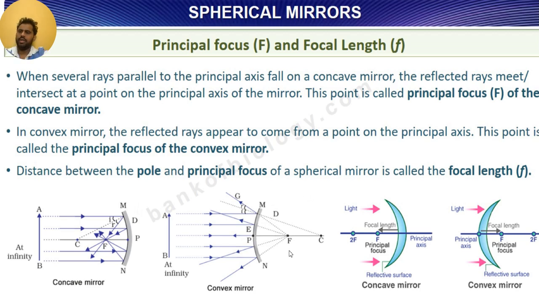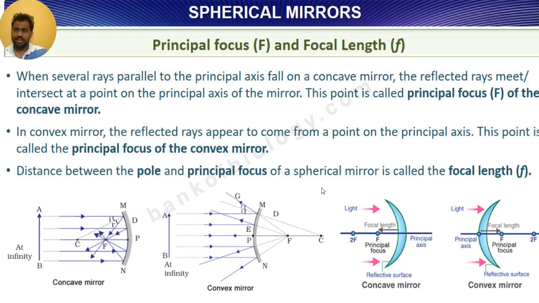So what do I conclude? I conclude that in a concave mirror, the focus, or the focal length, is in front of the mirror. For a convex mirror, the focal length is behind the mirror. So this is the light, this is the focal length. Focal length is in front of the mirror in a concave mirror. For a convex mirror, the focal length is behind the mirror. The distance between the pole and the principal focus of a spherical mirror is called the focal length F.